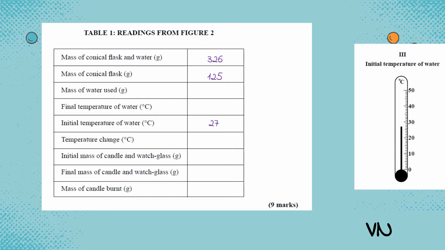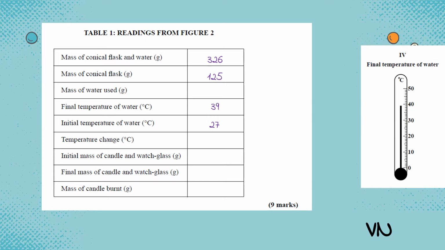The next figure asks you to take the thermometer reading to give the initial temperature of the water in degrees Celsius, and that is going to be 27 degrees Celsius. After that, you're asked to report the final temperature of the water in degrees Celsius. Looking at the thermometer shown, that is going to be 39 degrees Celsius.